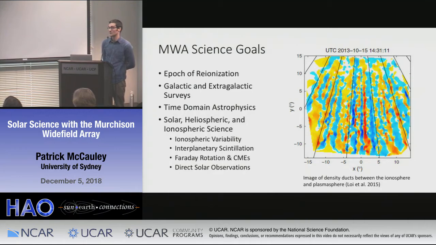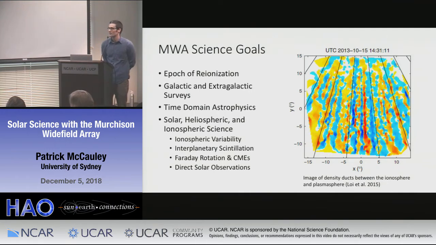So the first of which is to do with the epoch of reionization. So they would like to detect a signal from the redshifted 21 centimeter line of hydrogen after the first galaxies formed and started to reionize the intergalactic medium. So that's a signal that lots of groups around the world are trying to detect and nobody's done yet. Then it's a wide field imager, so survey work is really important to it. The extragalactic surveys in particular have probably been the most significant science output so far in terms of publications and citations. And then time domain astrophysics is things like pulsars and fast radio bursts, also flares from other stars.